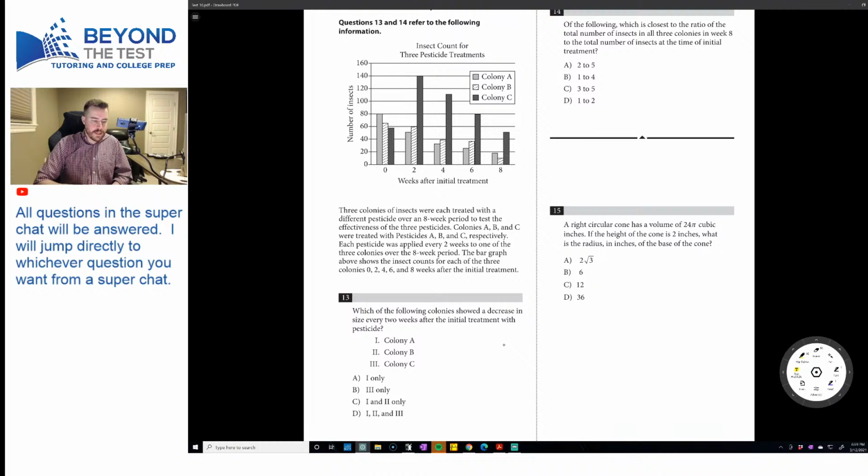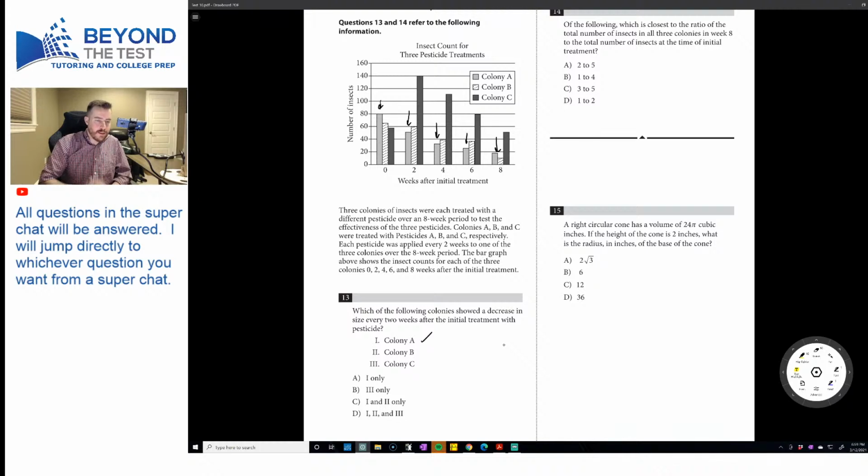Let's start with colony A. Let's take a look at what's happening to that. Is that decreasing every 2 weeks? Well, it started at 80. Then it looks to be around 50 something. Then it's under 40 here. And then that's lower than that, and that's lower than that. So yeah, colony A decreased every 2 weeks here.